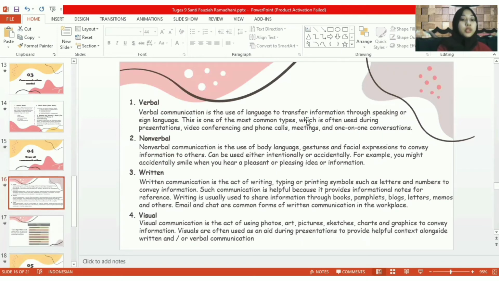And the last, visual. Visual communication is the act of using photos, art, pictures, sketches, charts, and graphics to convey information. Visuals are often used as an aid during presentations. It provides helpful context alongside written and or verbal communication.